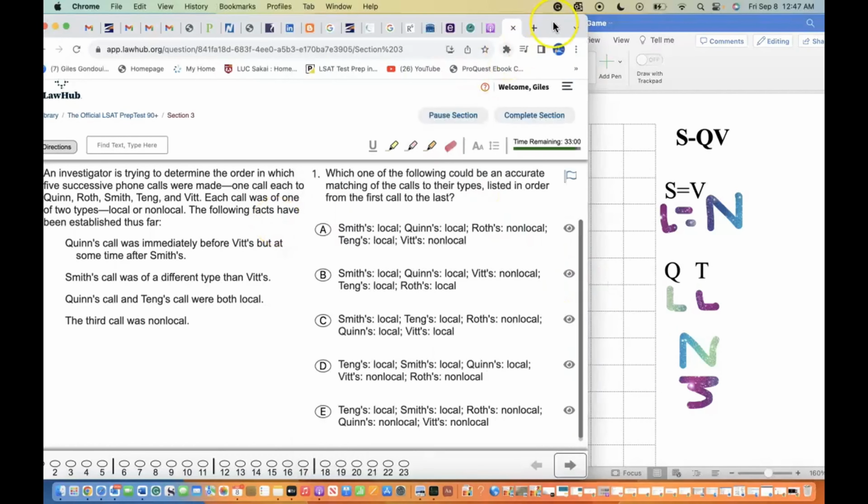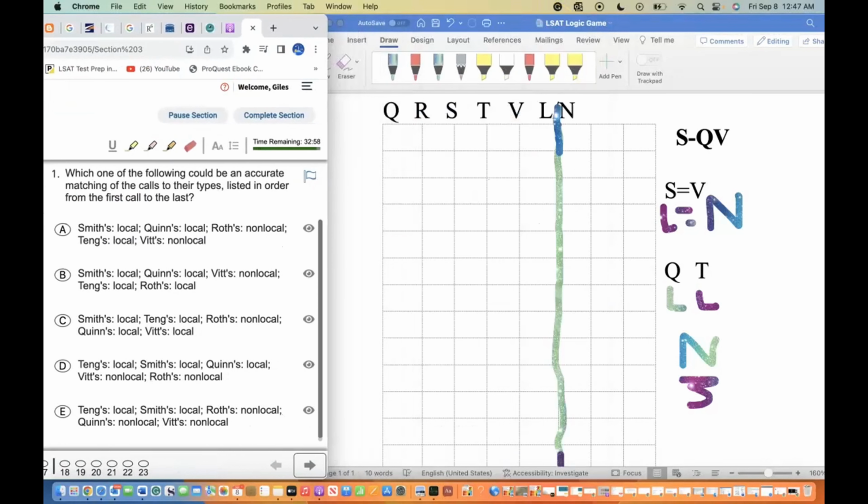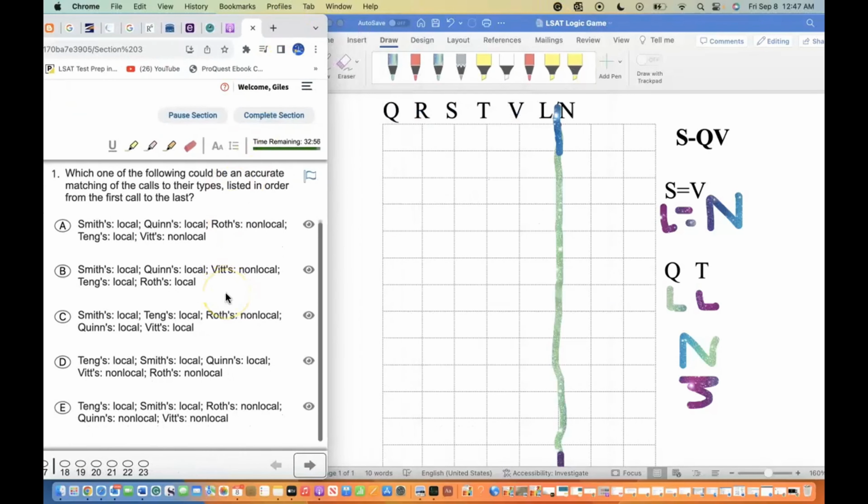Now, for the first question, I'm going to go ahead and solve it. Which could be an accurate list of the types? So, S before QV, so Q, V is not immediately after, so I'm going to take that one out. QV, QV, and we have S before the other ones. That's good. S and V are different types, so S is local, V is non-local. Can't have both of them local. And if you look at my mouse, I'm targeting the S and V.